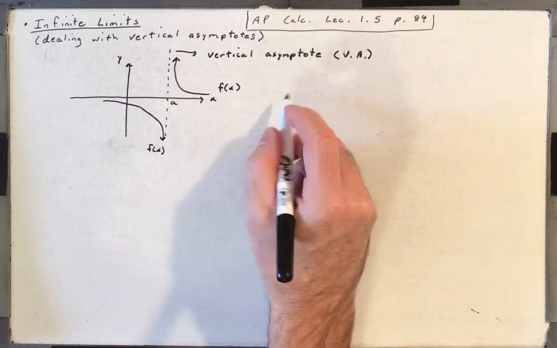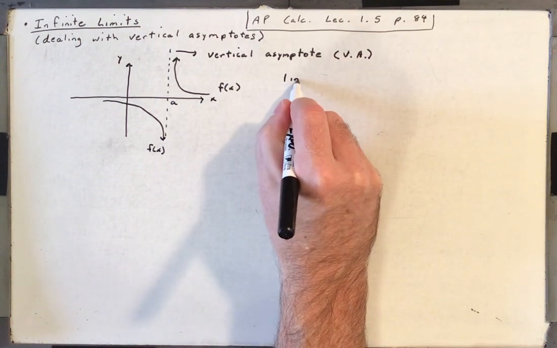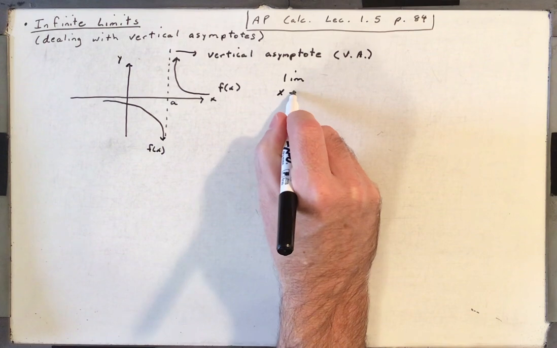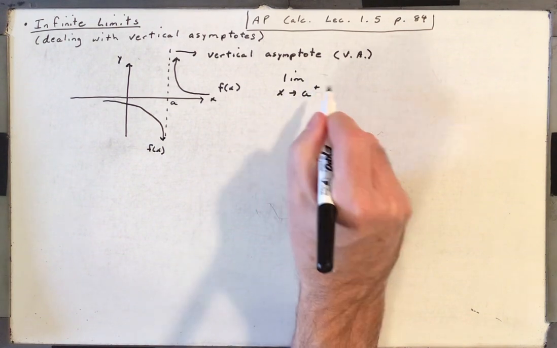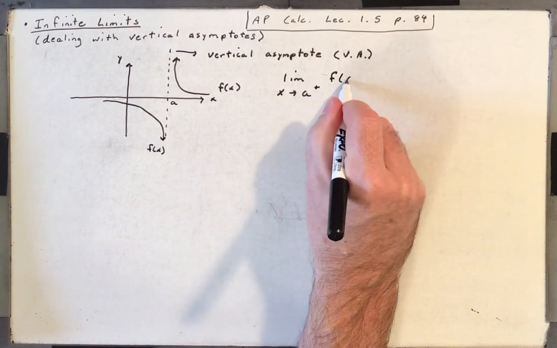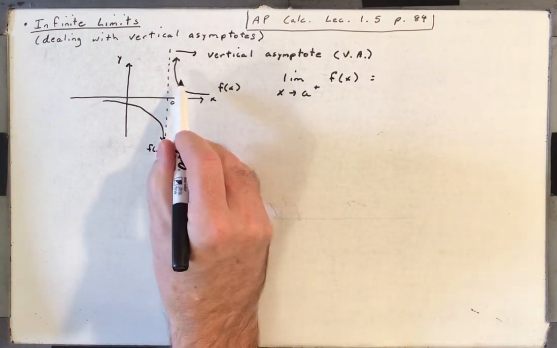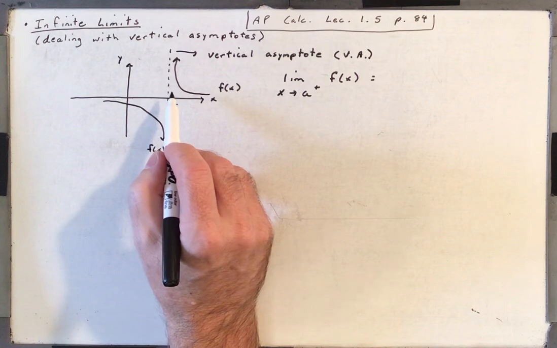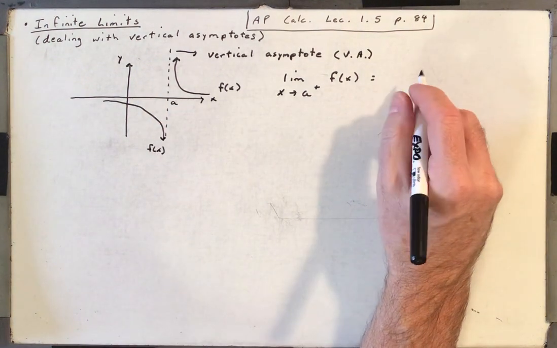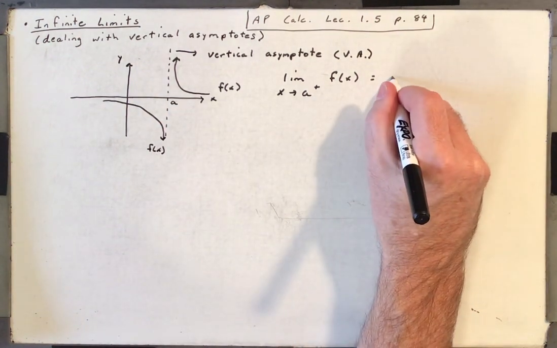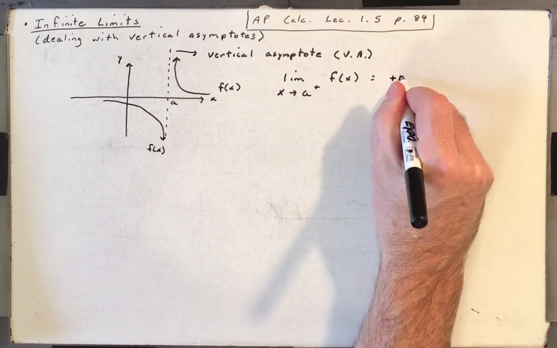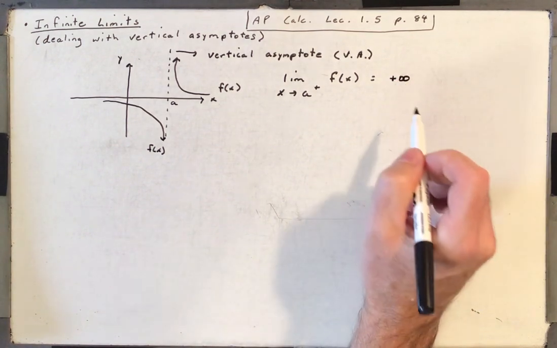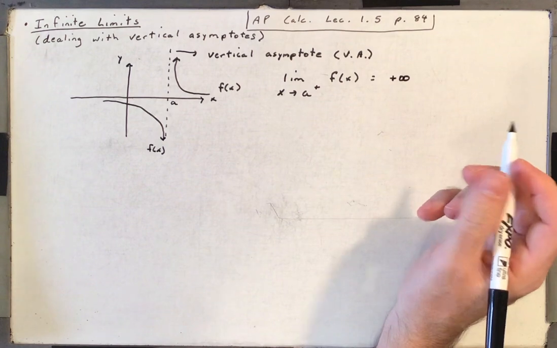And so let's take the limit as x approaches a from the right of f of x. Well, you can see it just goes on up forever. It never crosses that asymptote. It's going up forever. So that would be infinity. We can even, if you want, write a positive infinity, but it's infinity. You don't have to put the positive.